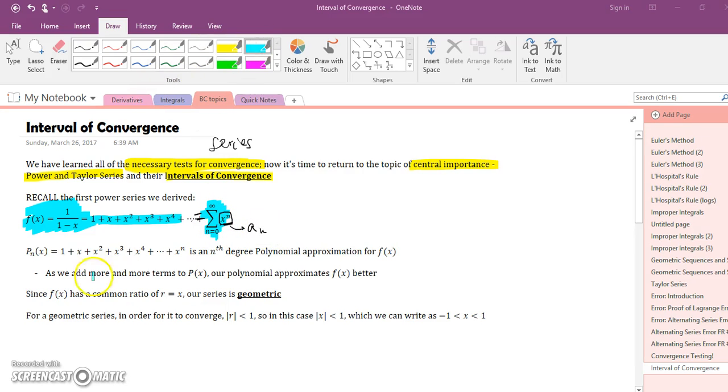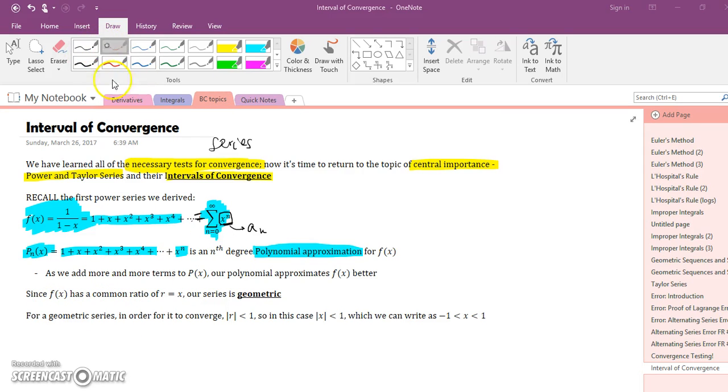And if we wrote it as P sub n of x, our polynomial of nth degree would be all these terms going up to x to the nth power. So this is a polynomial approximation. We did a bunch of stuff with polynomial approximations. And we know that as we add more and more terms to our polynomial, it will approximate f better, and it will lie on the function closer.